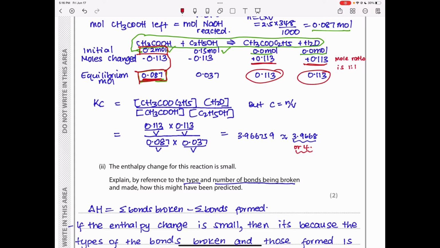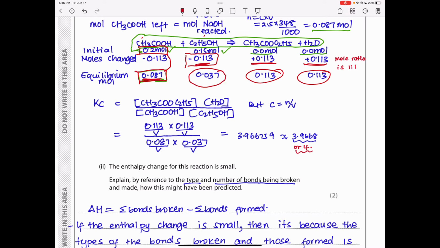Now, remember again, the reaction ratio for this one is 1 to 1. 1 mole of ethanoic acid reacts with 1 mole of ethanol. And also, because they reacted in a ratio of 1 to 1, the change that occurred here should be a loss of 0.113 moles. So when we subtract 0.15 minus 0.113, we get 0.037.